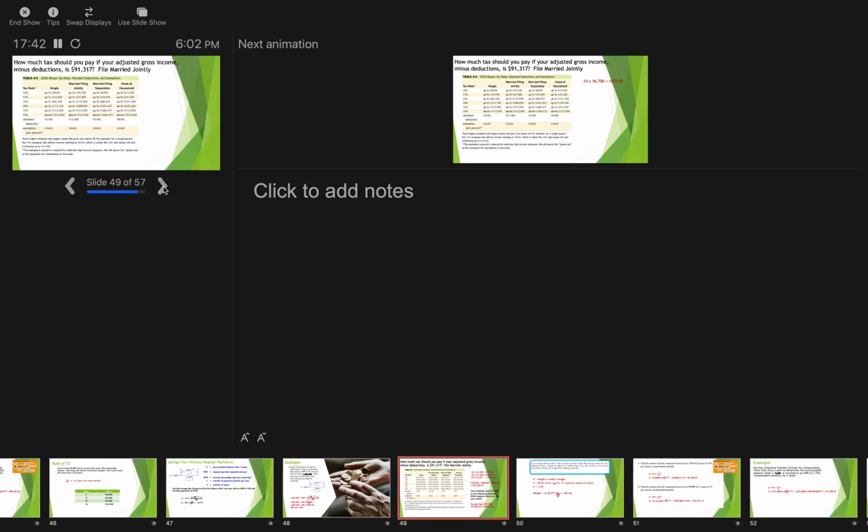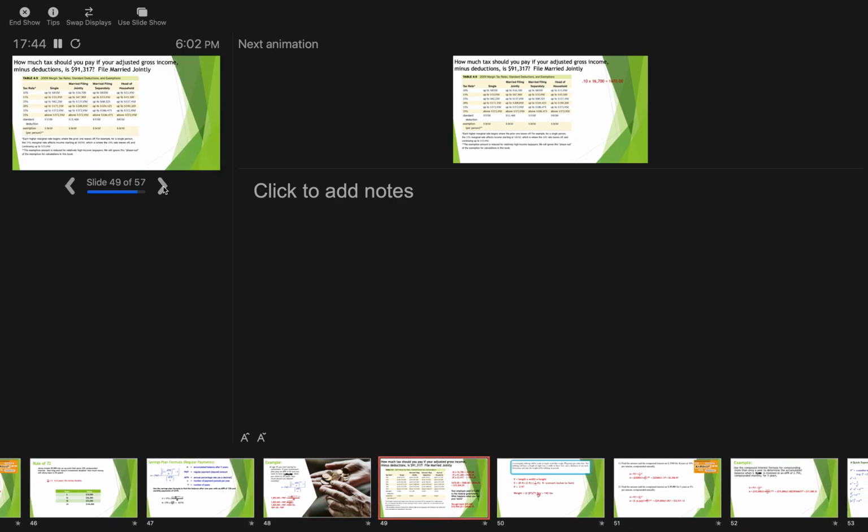Okay, a little income tax problem here. How much tax should you pay if your adjusted gross income minus deductions is $91,317 and you file married jointly? That's the second column there. Go ahead.